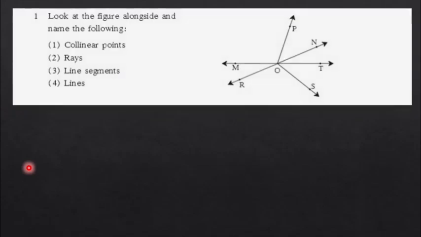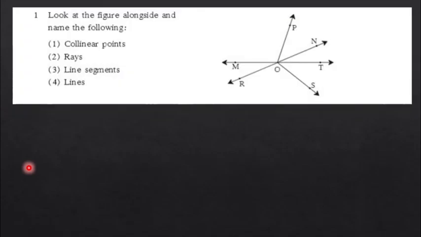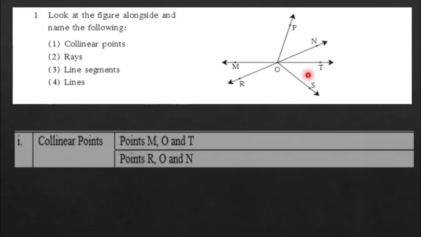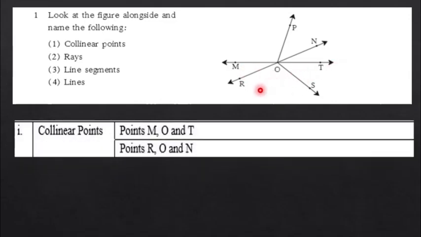The first question says, look at the figure alongside and name the following. Now, here a figure is given and we need to answer these questions. The first one is collinear points. What are collinear points, children? The points which lie on the same line. So from the figure, can you identify the points which are on the same line? M, O, T and R, O, N. These points lie on the same line. So, points M, O, T and R, O, N are collinear points.